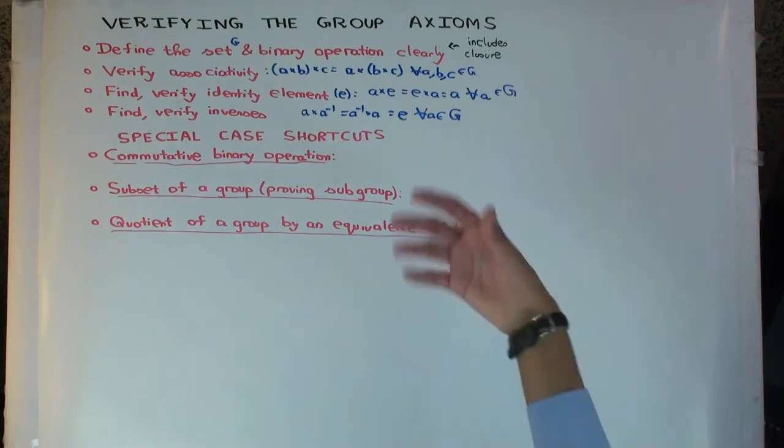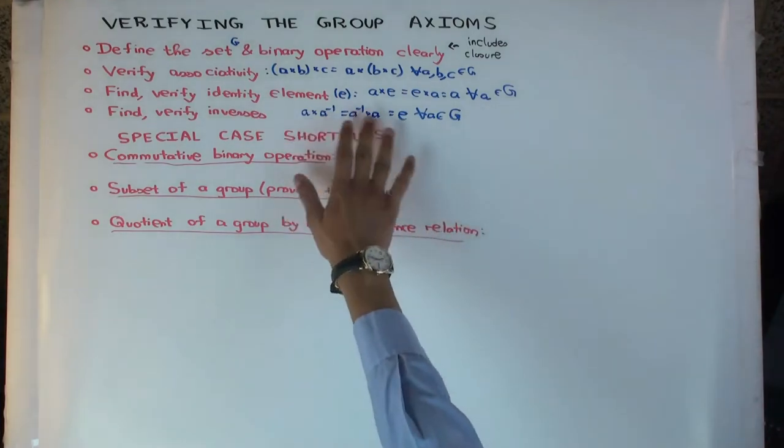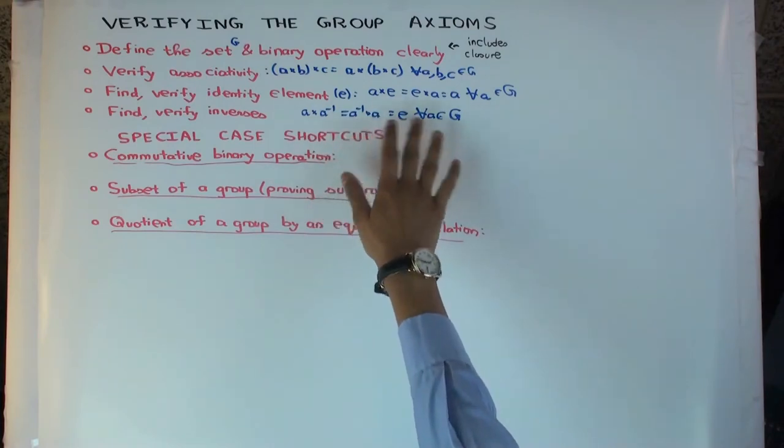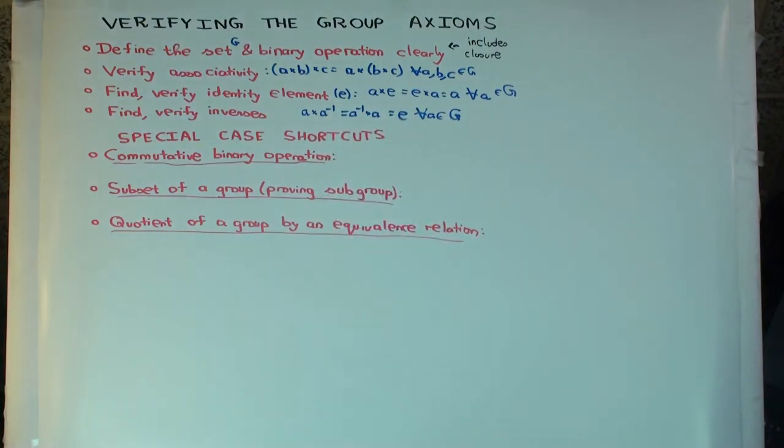Okay? And so it's not just enough to solve one side equation, you have to check that it satisfies both sides. Okay. Now there are some special cases where there are shortcuts available. Okay? So one is when the binary operation is commutative.